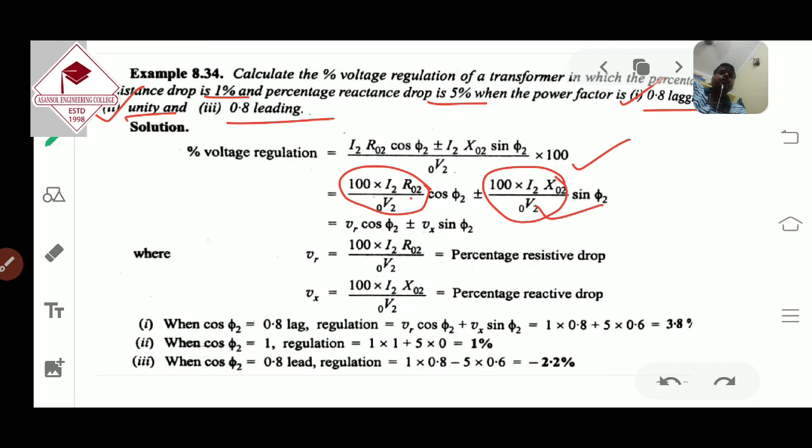Okay. So positive voltage regulation is not desirable, but it happens. Negative voltage regulation is also not desirable. Only voltage regulation 0 is the ideal case, which is desirable, right?